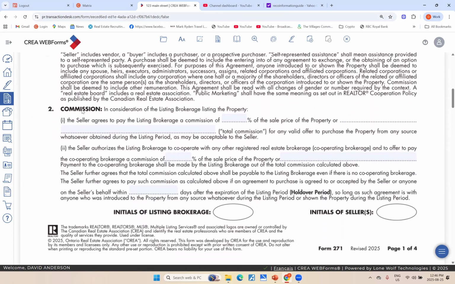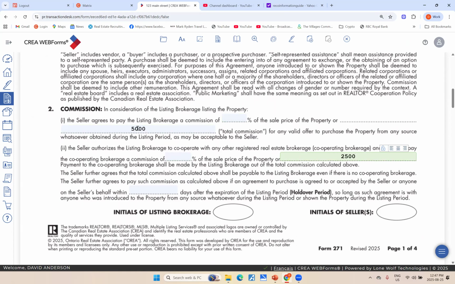Skip down to commission. Commission always gets people mixed up, so I'm going to explain it to you. The first section here is the total commission. So the total would be 5% or 4%, whatever it is, but that's the total commission. And then down here is the commission that you're giving the cooperating brokerage. So let's say 2%. So 4% of the sale of the property or total commission for any valid offer. So you could also say you're going to charge $5,000, and that would be the total commission. And then down here, you could say we're going to give $2,500 to the cooperating brokerage.